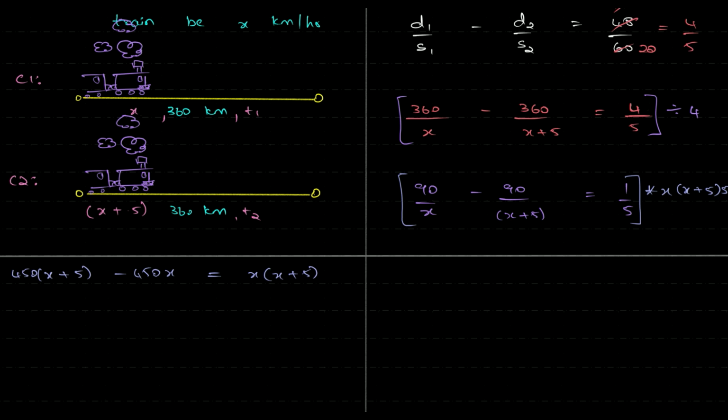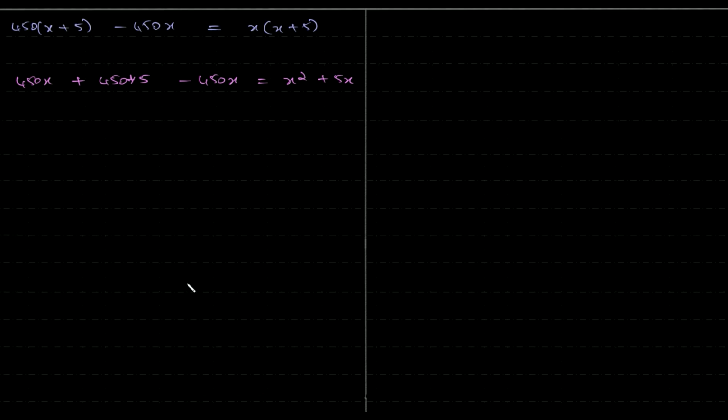Right? And now on to a bit more simplification. 450x plus 450 into 5 minus 450x is equal to x squared plus 5x. Now we have this big set of numbers to be cancelled. Then we have x squared plus 5x, and transposing this onto the left hand side is equal to 0. Then I'll use splitting the middle term. When multiplied, we'll get minus 450 into 5, and when added, this is 5.